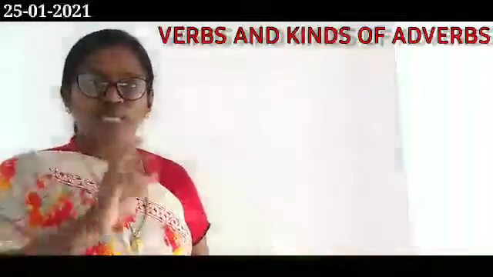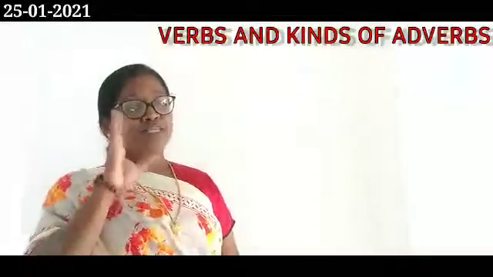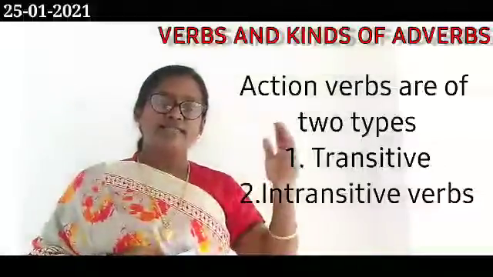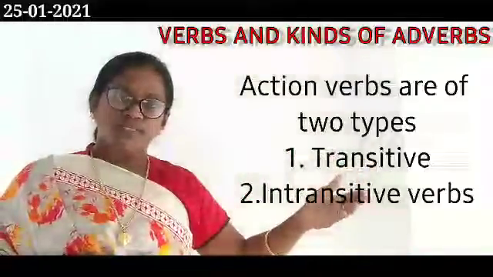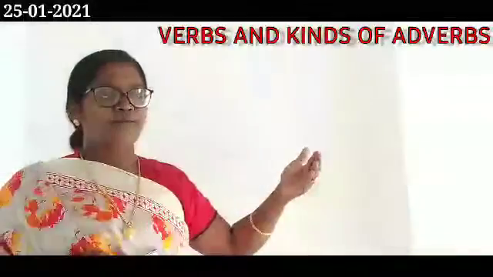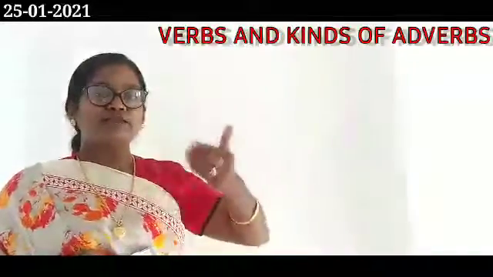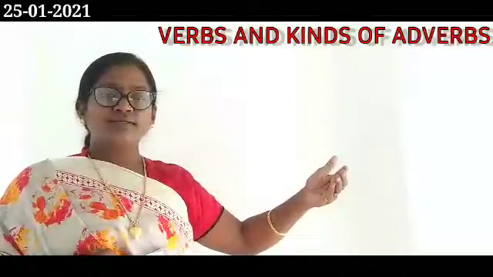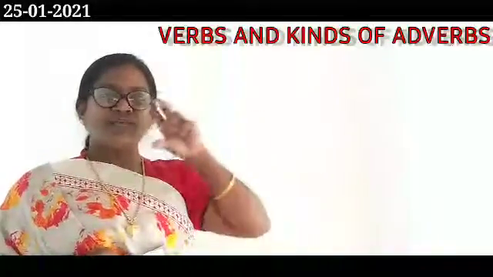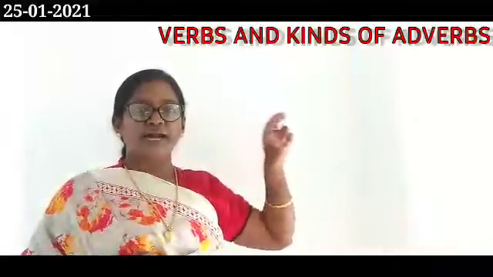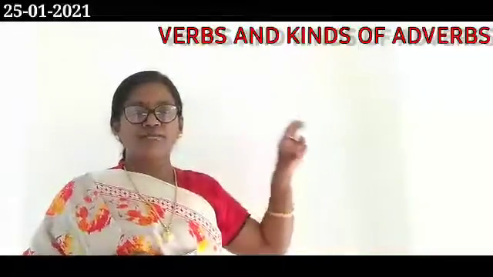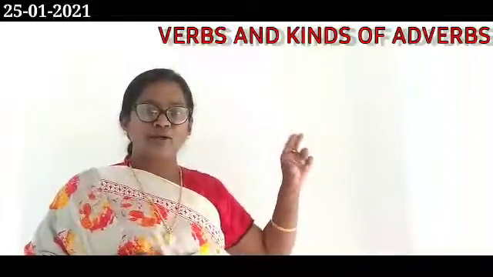Action verbs are of 2 types. I explained this very clearly in the previous class. Transitive and intransitive verbs. Transitive verbs are those where the action starts happening and moves towards the object. A meaningful sentence consists of 3 major elements: subject, verb and object.